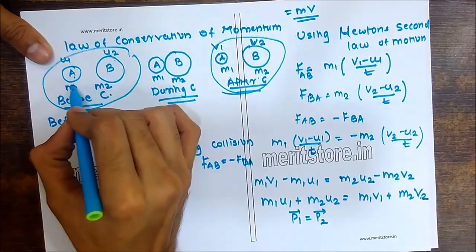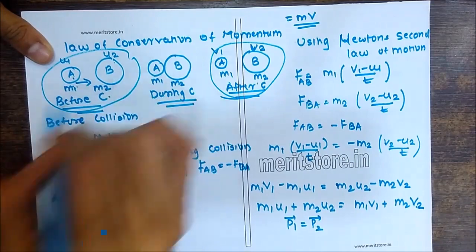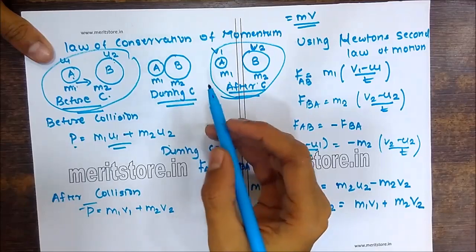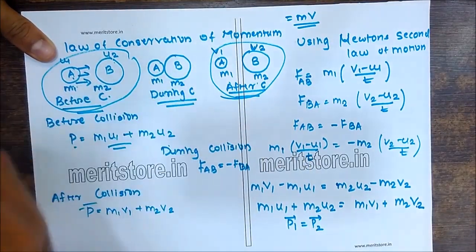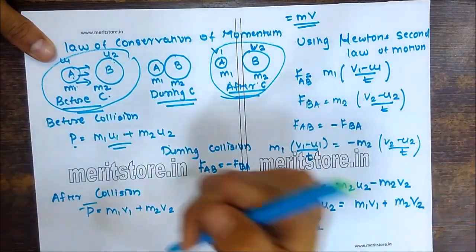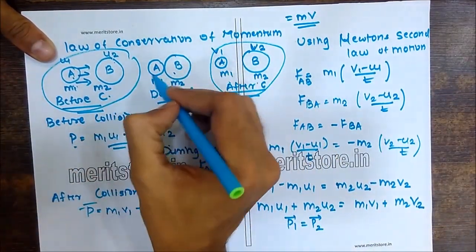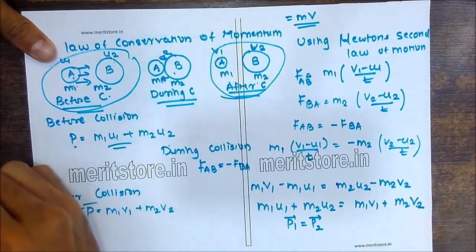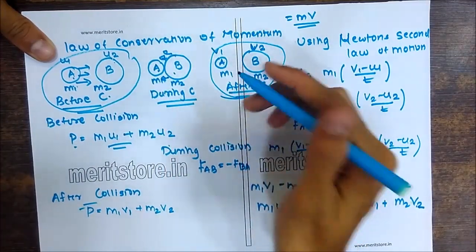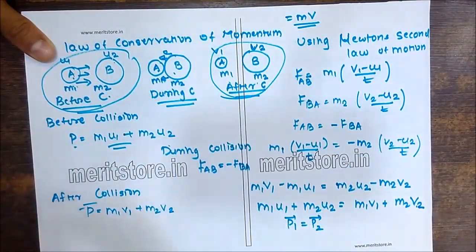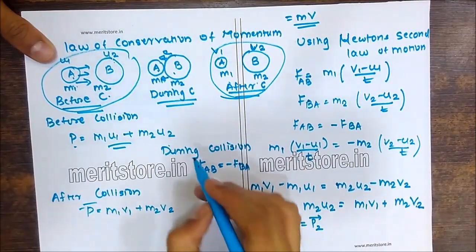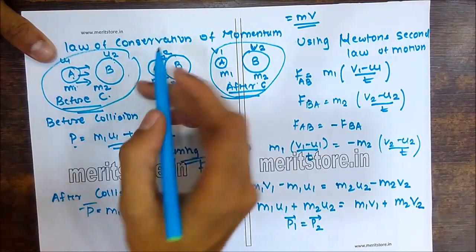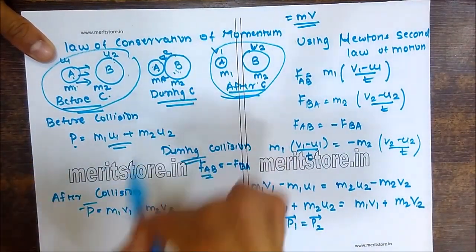Now during collision, m1 will exert a force F in the positive x direction. This will hit the body B in the positive direction. But body B will exert a force in the negative direction, a backward force on A. As this body is large, it will exert some force on A and pull A in the backward direction. So during that collision, the force exerted by A on B is equal to minus the force exerted by B on A. That is what happens during collision.